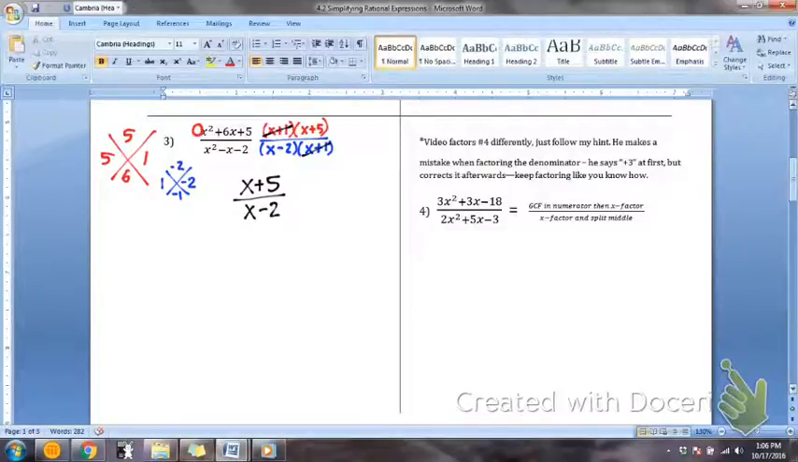Can we cancel out the x's at this point? Can we cancel out those x's? Why not? They're attached. Remember we talked about that. These two are attached together, and these are attached together. So you cannot cancel out your x's. This would be your final answer here.